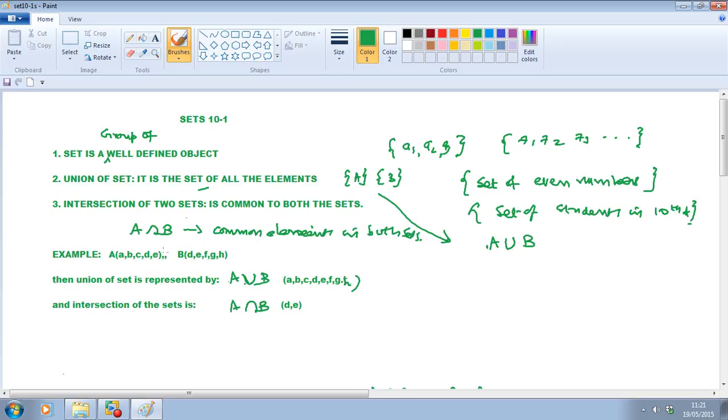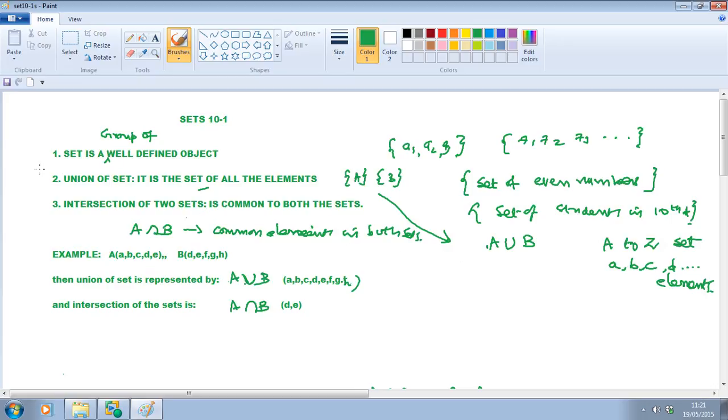So we'll take an example. Normally a set is represented by capital letters, set A like that, capital A to Z. Elements we represent by small letters or numbers like this. These are all called elements.